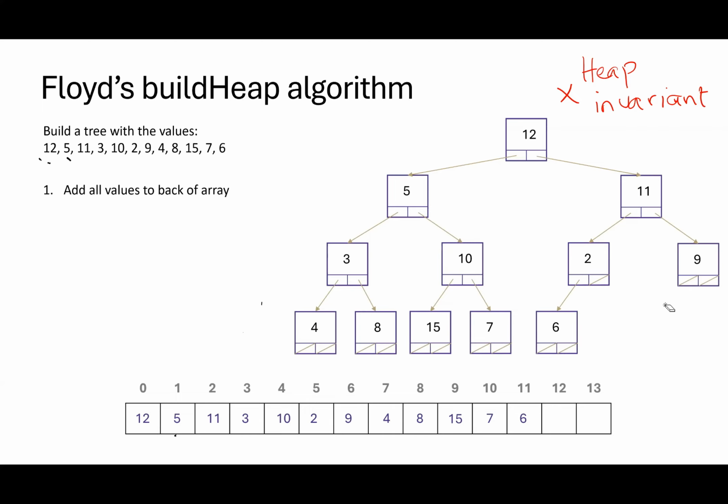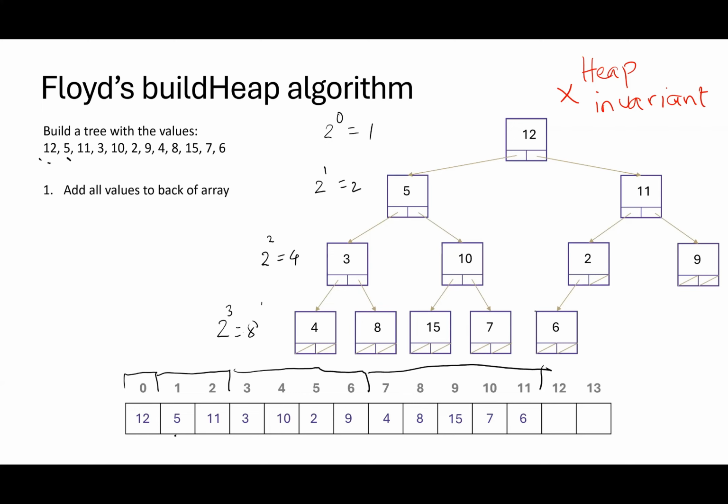Okay, so we know that the top level has 2 to the power 0, 1 node, 2 to the power 1, 2 nodes. This is 2 to the power 2, 4 nodes, right? This one will max have 2 to the power 3, 8 nodes. That means we know that this is level 1, this is level 2, this is level 3, and the rest is level 4. From the indices we know.